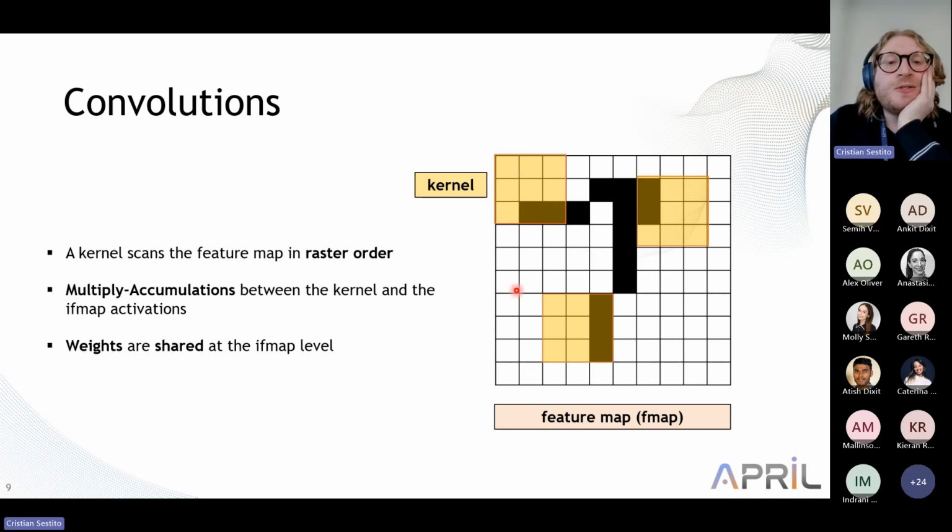As a final note, the weights that compose the kernel, which you see in yellow, are shared at the input feature map level. It means that this yellow box and this other yellow box contain the same weights. In particular, here we have a 3x3 kernel, okay?